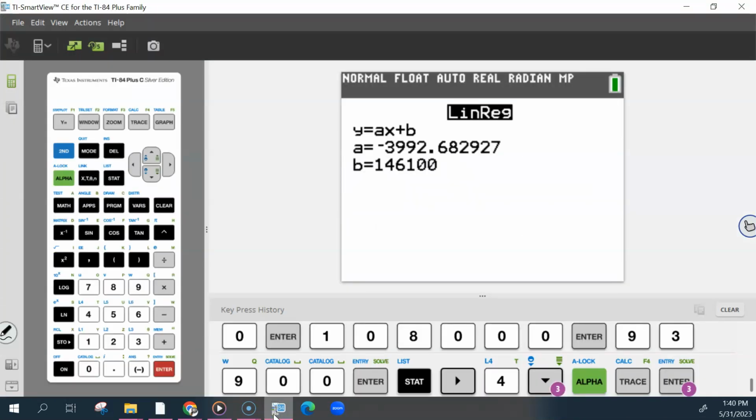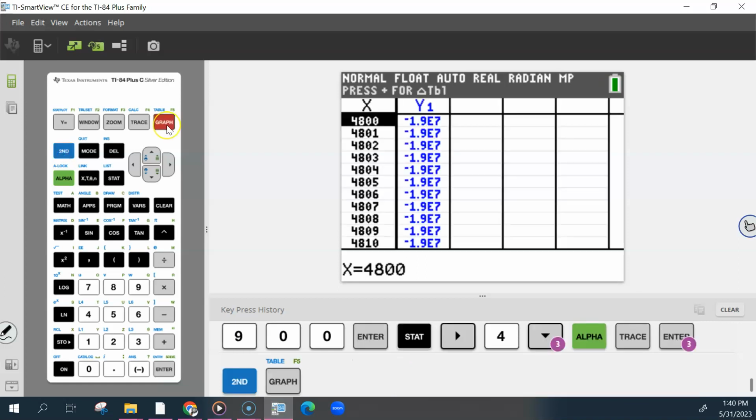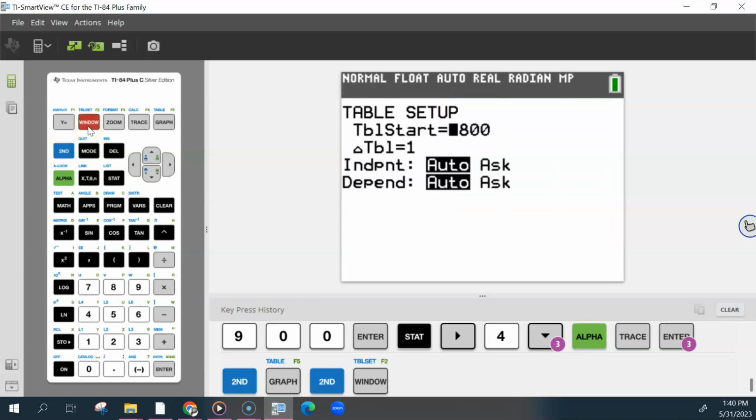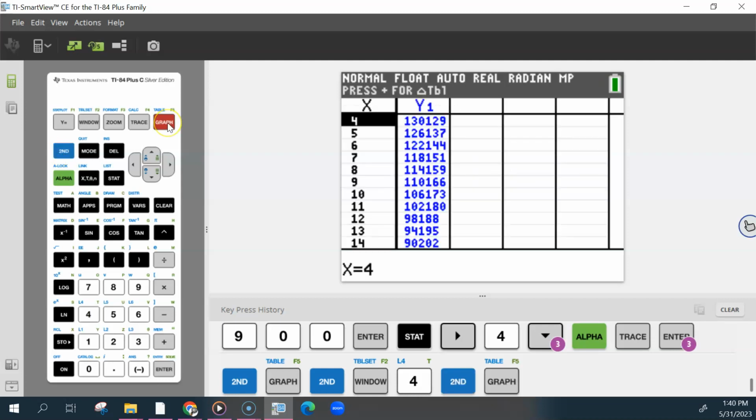So I'm going to go back to the table, second graph, but when you do that, it's still at the 4,800. We don't need that. So go into second window, change it to either 4 or 20 or something in between, and then go back to the table, second graph. But it's round to the nearest 100, so 130,100.